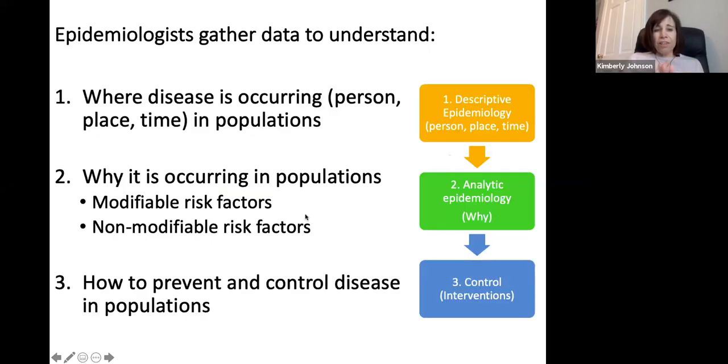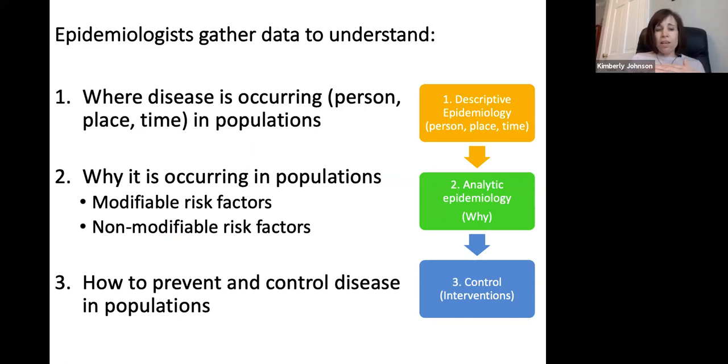So let's break this down a little bit. What epidemiologists do is they gather data to understand where disease is occurring. So we call this person, place, time data in populations. And just looking at the data to see who it's occurring to, when it's occurring, and in what places, that is called descriptive epidemiology. So that's often the first thing that we do in order to understand health problems.